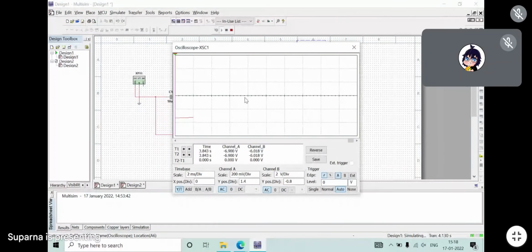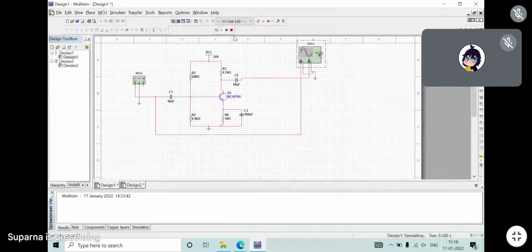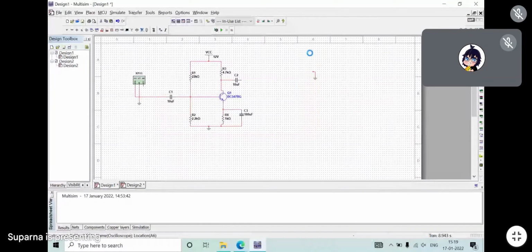Delete this oscilloscope and connect another oscilloscope. Okay, ma'am. Change this volts per division and time per division, then check it. Okay, ma'am. I'll do this and then share.